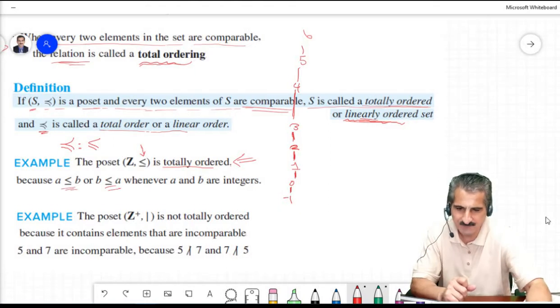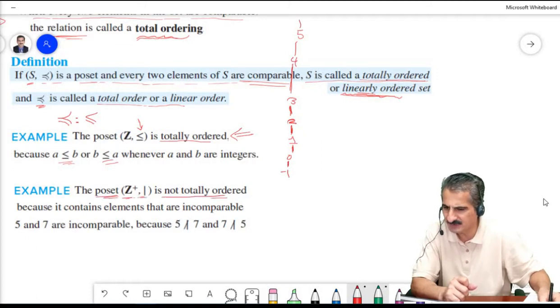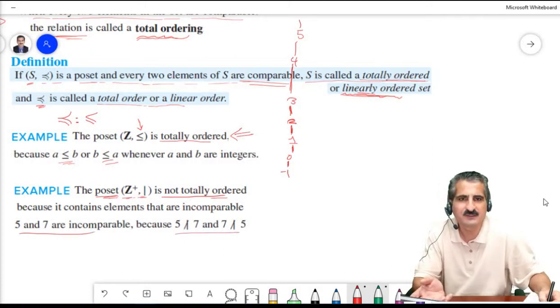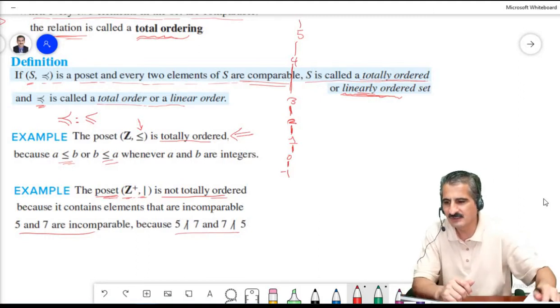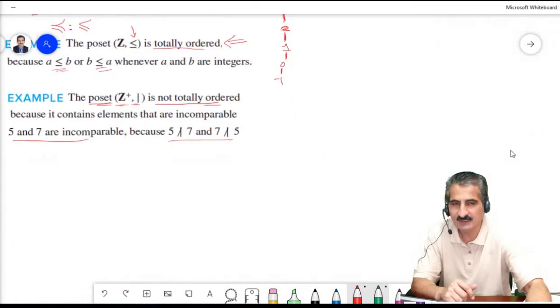Every two elements are related to each other. Okay. Now we have seen also that the partially ordered set, the positive integers with the division, is not totally ordered, simply because 5 and 7 are not comparable, are incomparable, and there are infinitely many pairs of integers in this situation that are incomparable.